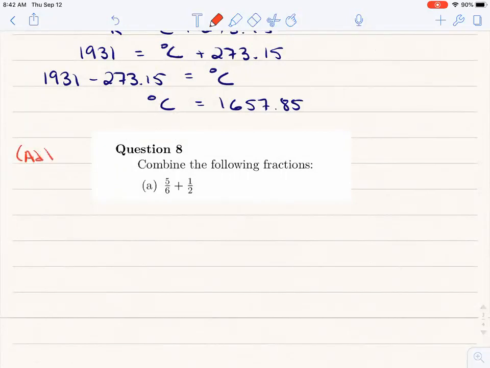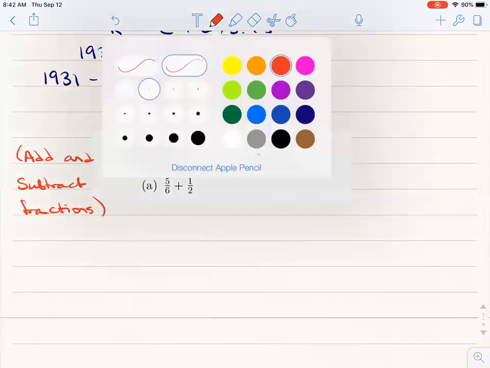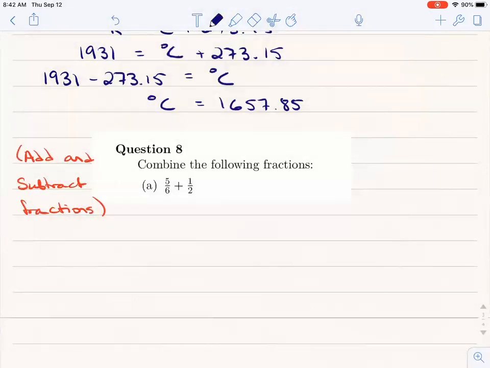You can see add and subtract fractions. To add and subtract fractions, you have to remember they have to have a common denominator. So you have to have a common value in the bottom. And there's lots of different tricks to doing it. I'll show you kind of my fail-safe one.